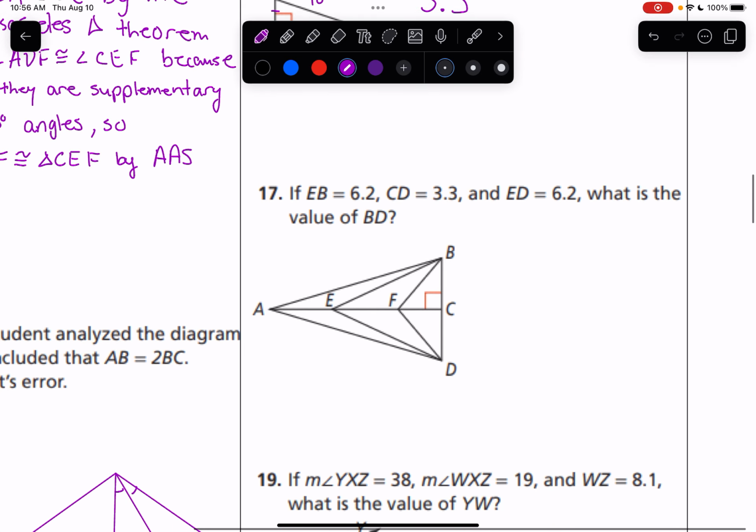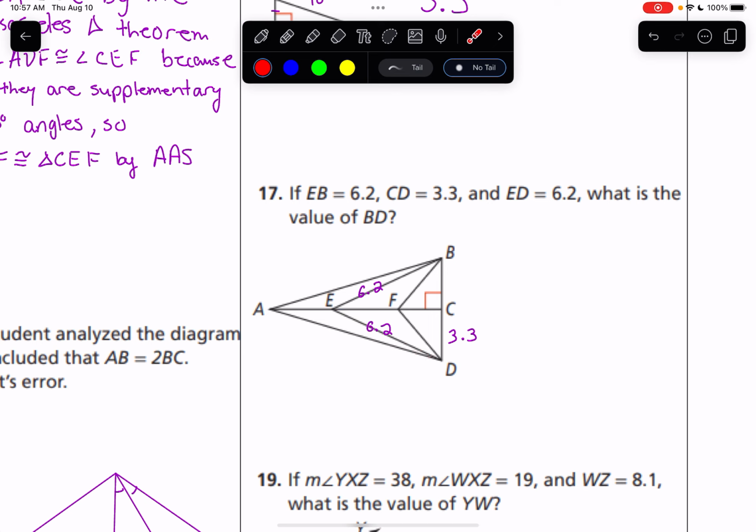Number 17, again, if EB equals 6.2, CD equals 3.3, and ED equals 6.2, what is the value of BD? All right, once again, we have what amounts to an isosceles triangle right here. And if it's an isosceles triangle with a line through it that goes perpendicular to the base, then it is a perpendicular bisector, and these two lines are the same, which means 3.3 times 2 is going to give us the length of BD, and that is, of course, 6.6.